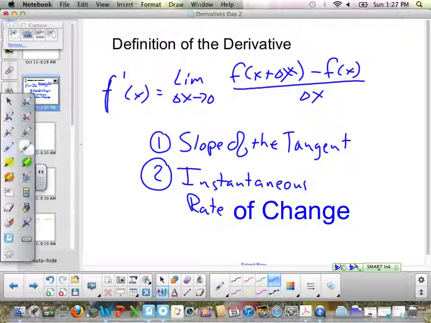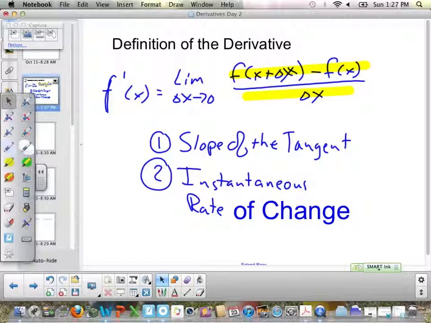And we started finding the slope of the tangent line by first looking at the slope of the secant line, using 2 points on the function, and then letting those 2 points get closer and closer together until they were effectively on top of each other, and then that gave us the slope of the tangent line. All right, let's do a practice problem.